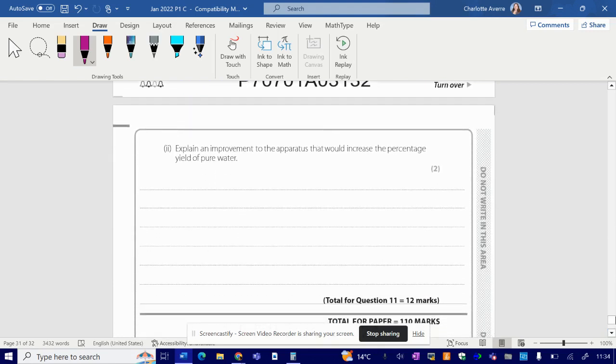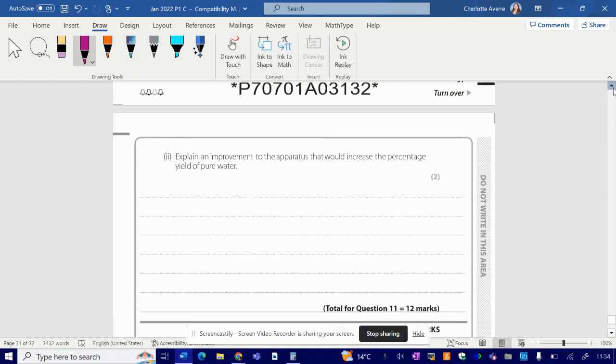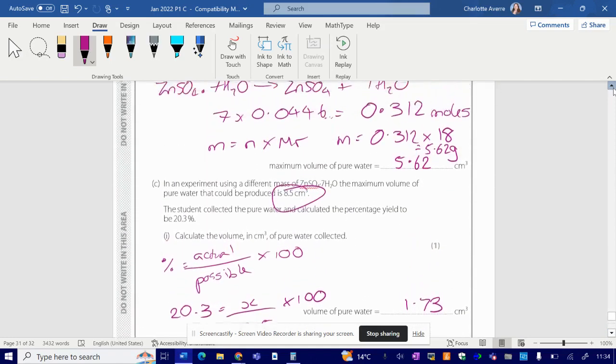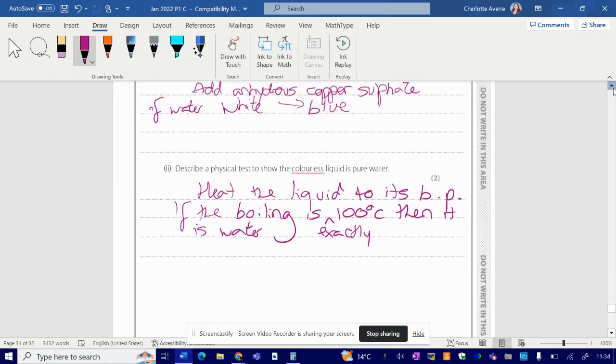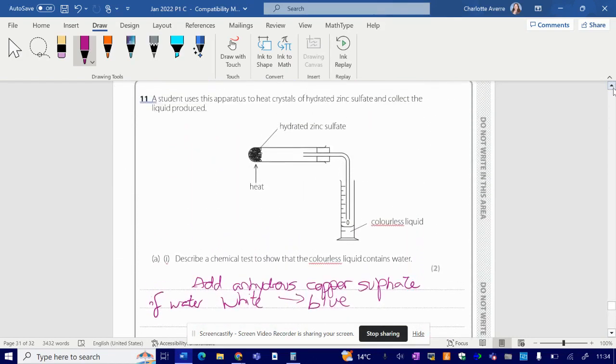Okay, an improvement in the apparatus that would increase the percentage yield of pure water. If I go back up to look at my diagram. Okay, so this is a pretty poor method of collection because as you're heating it, the hydrated part, the water that you've produced, is going to come out. It'll go down this tube and it's going to come out into the measuring cylinder. Some of it will, a lot of it will still be a gas at this point, and it's just going to float up and out of the tube.